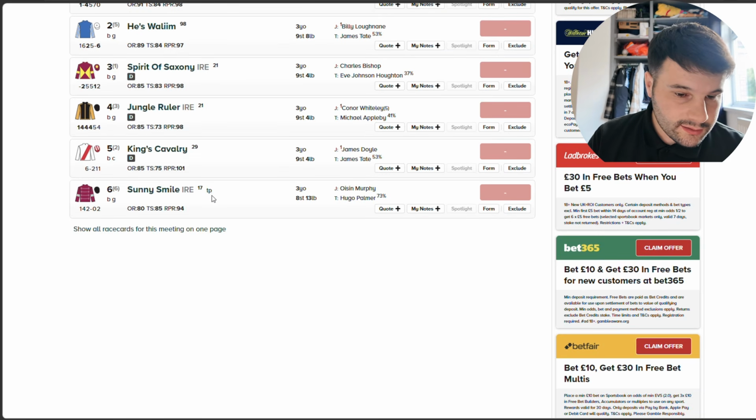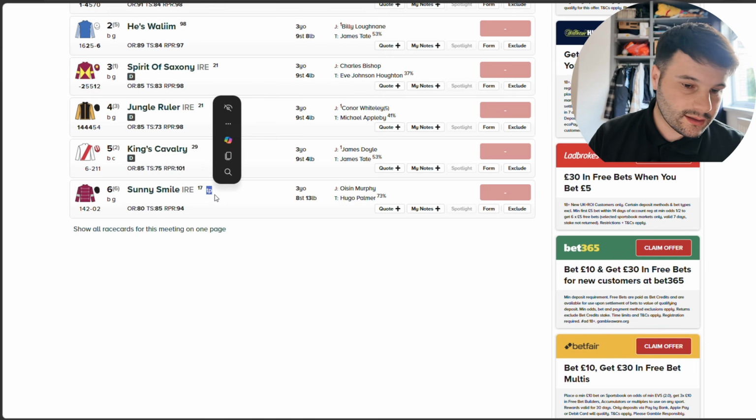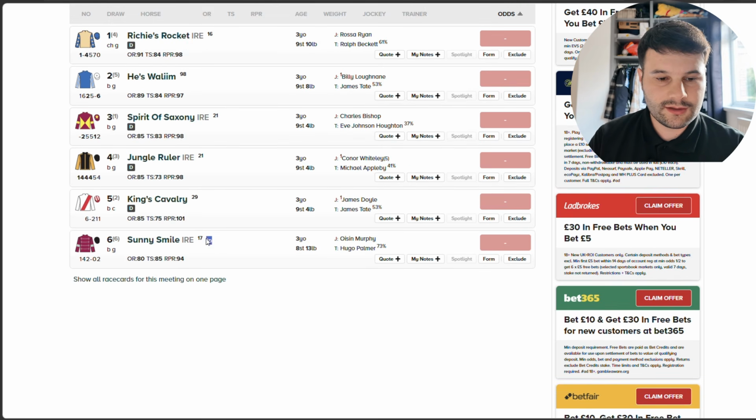And then the other little things to look out for is the little letters next to where you've got the days off the track. So TP for this horse here, Sunny Smile. Basically this is the headgear the horse will be wearing. So he's got the tongue tie on, that's what the T stands for, and the P stands for cheek pieces, so the horse will be running in cheek pieces as well.